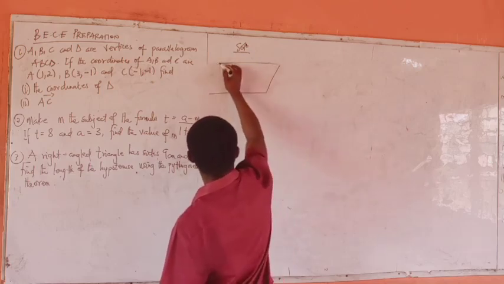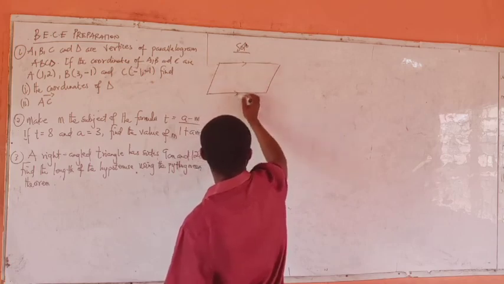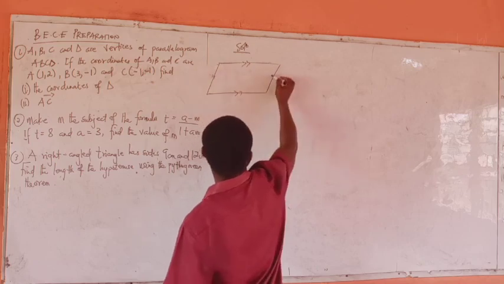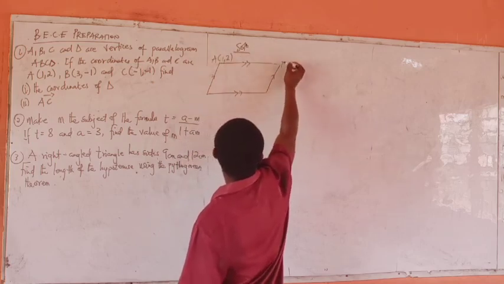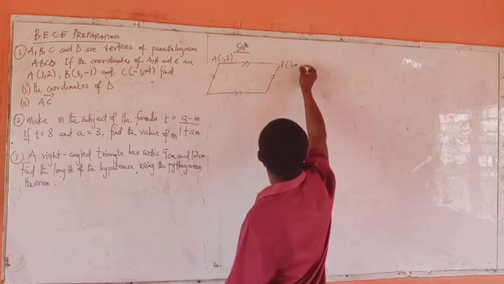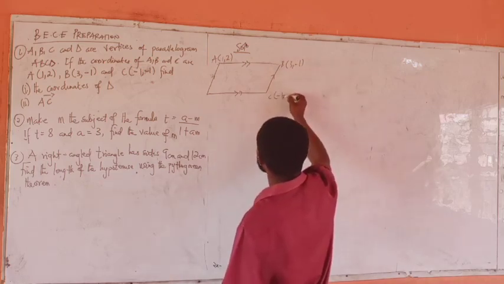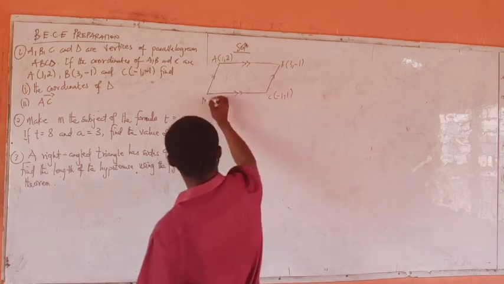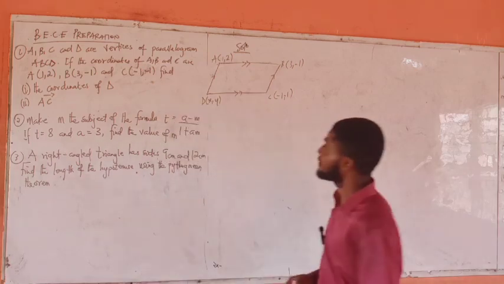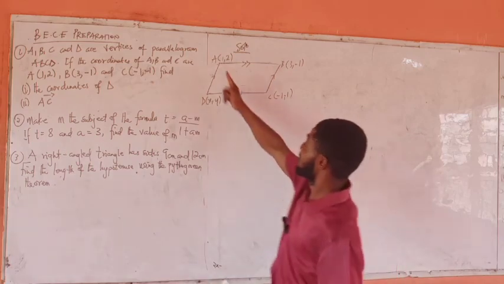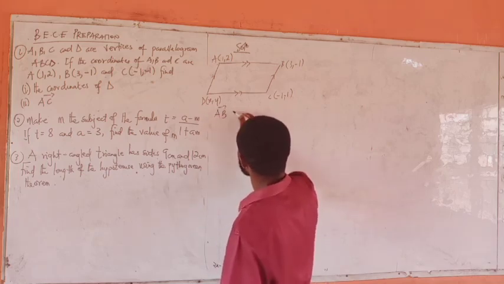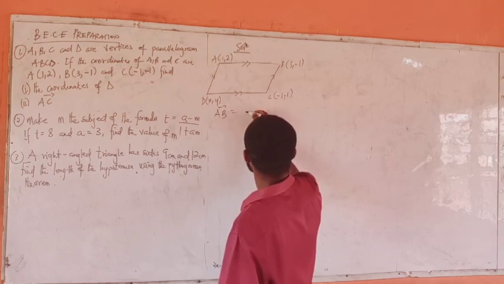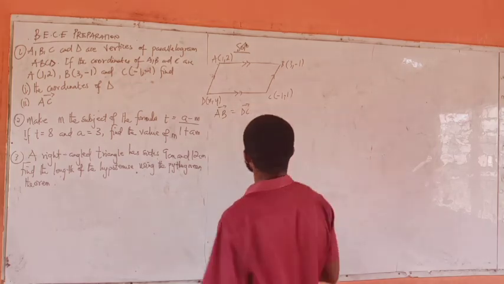We know a parallelogram has four sides where the opposite sides are equal. So if A is here (1, 2), B is here (3, -1), then C should be here (-1, -1). Then we can put D here as (x, y), so that we find the values of x and y. Now we know that AB should be equal to DC.